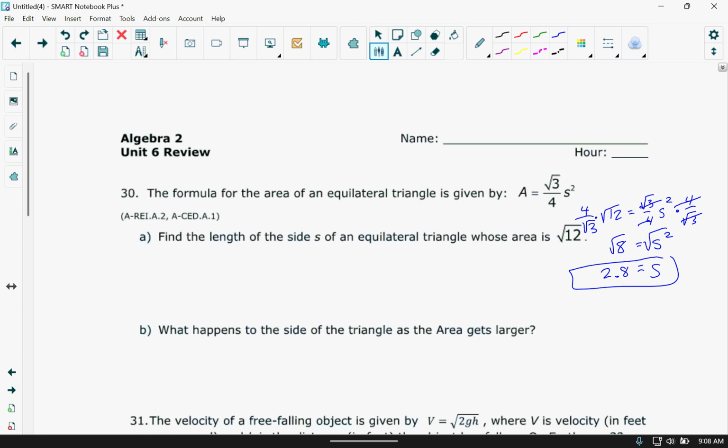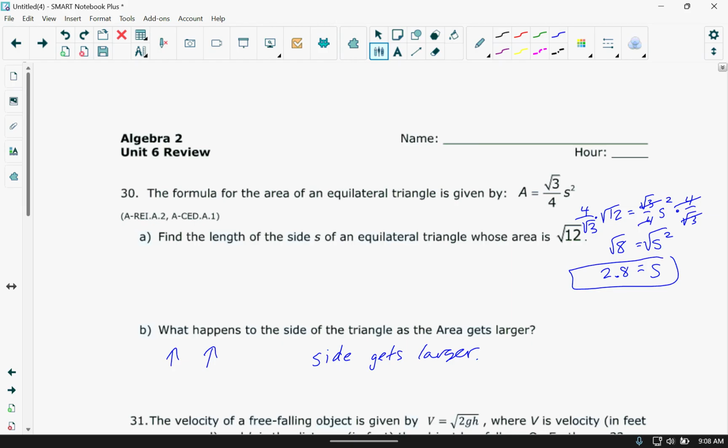Now it says what happens to the side of the triangle as the area gets larger. So let's think about this. If I have a triangle and I want the space on the inside to get bigger, the only way I can do that is to make the size of the sides get bigger as well. So these ones have a direct correlation. That means as one goes up, so does the other. So if the area inside is getting larger, that means that the side gets larger.